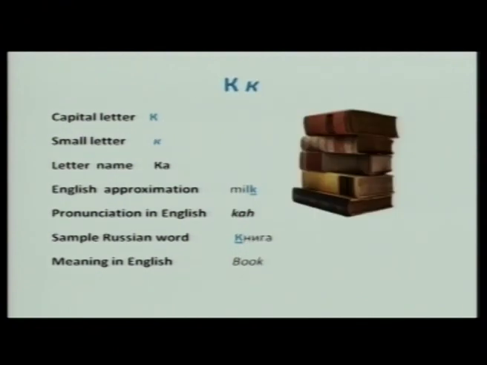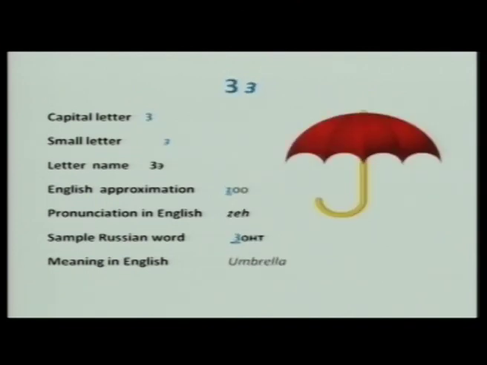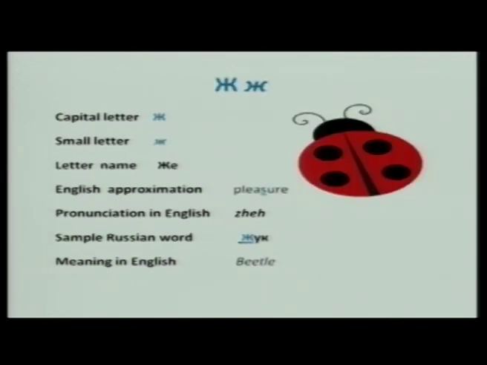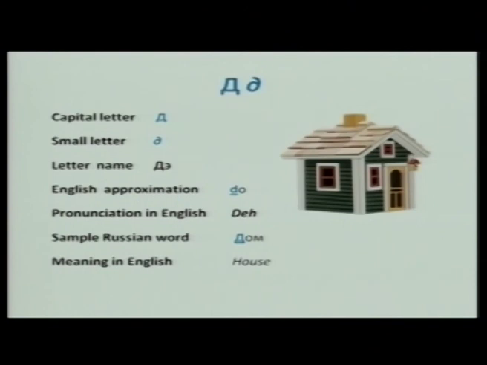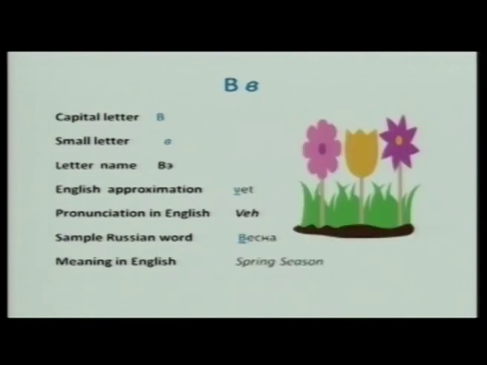Then letter K, as in milk. The Russian word is kniga, which means book. E kratkoye, as in yield. The Russian word is yogurt, which means yogurt. Z, as in zoo. The Russian word is zont, which means umbrella. Zh, as in pleasure. Zhuk, which means beetle. De, as in do, and in Russian we have used the word dom, which means house. Ge, as in argue, and in Russian gorod, which means city.